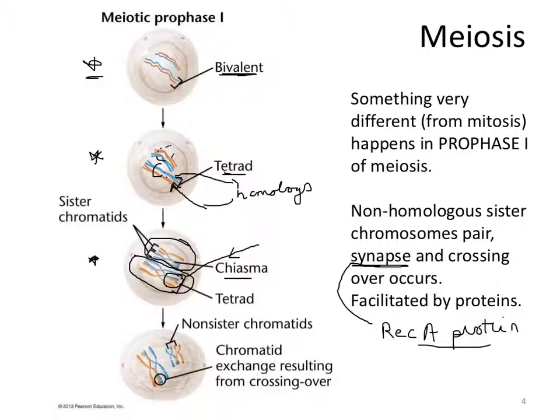It's really important to remember that it is the non-homologous sister chromatids that pair. If the sister chromatids paired with one another, then when they swapped genetic material out, no difference would be introduced and we would have no genetic variation. So it's important to remember that it is the non-homologous sister chromatids that are going to find each other and swap out. And that process is referred to as crossing over, okay?